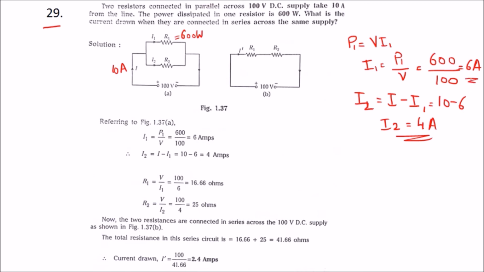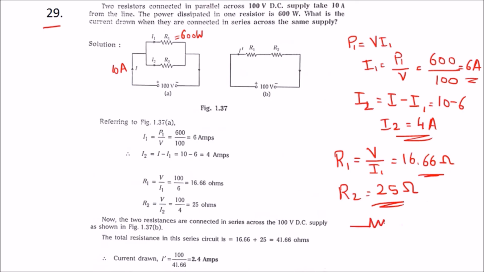So we got I1 and I2. Once we get I1 and I2, we can find R1, that is V by I1, which is 16.66 ohms, and R2 is 25 ohms. So we have got everything from the figure. What they are asking is, what is the current drawn when these two resistors are connected in series? If R1 and R2 are connected in series, we have to add: 16.66 plus 25 will be 41.66 ohms. So we got the total resistance.